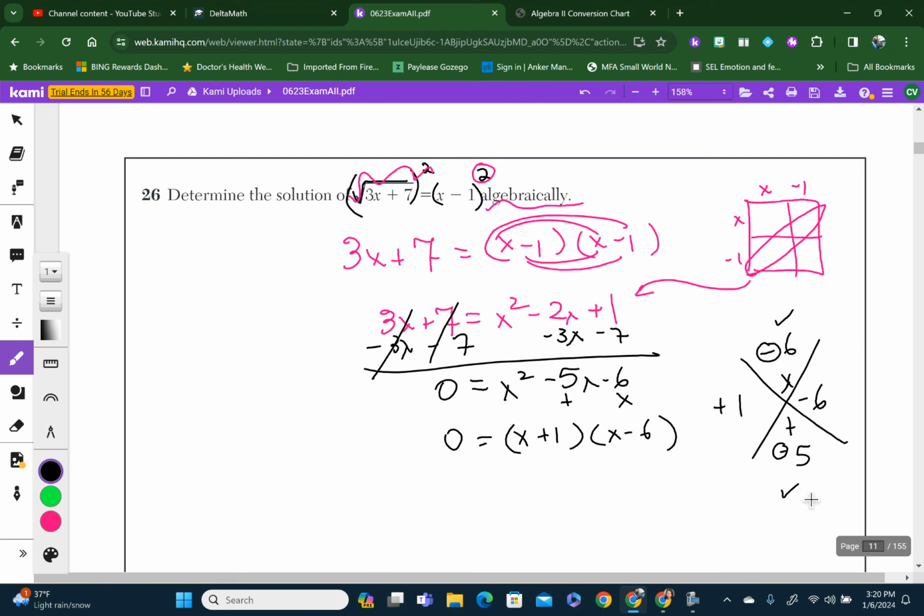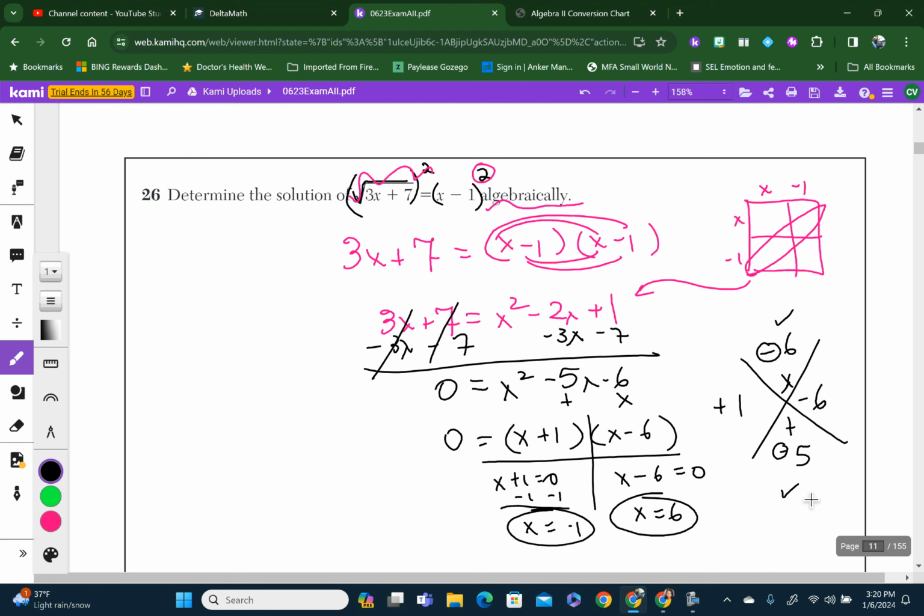I have to set them both equal to 0. So switch the sign. x plus 1 equals 0. Minus 1, minus 1. So I get x equals negative 1 as one of my answers. And I have x minus 6 is equal to 0. Add 6 to both sides and you get x is equal to 6 as my other answer. However, you have to check this. Okay. So literally I'm going to write the word check.